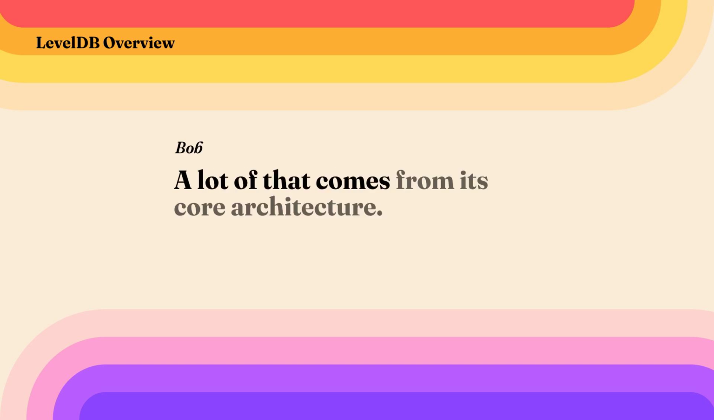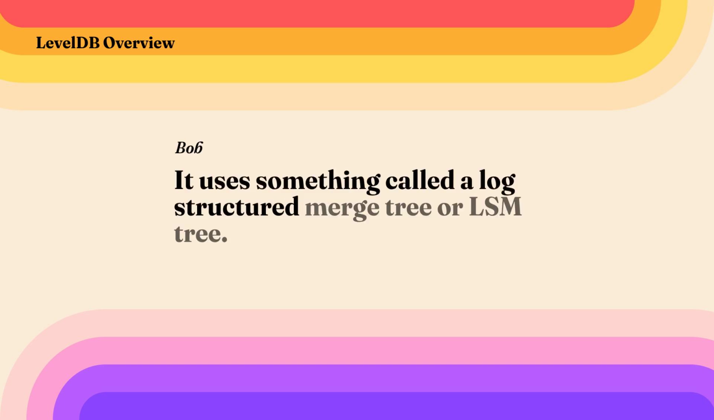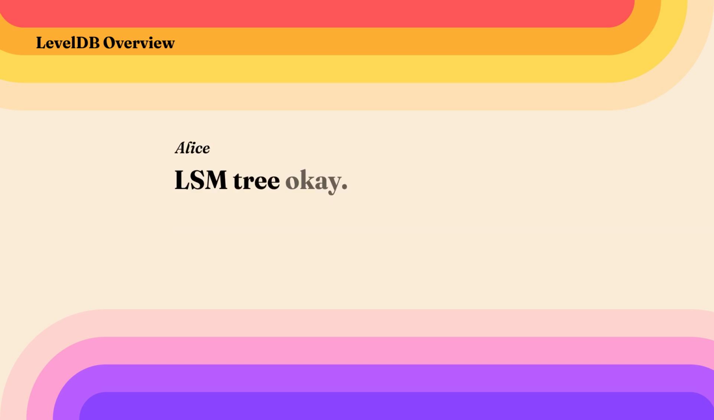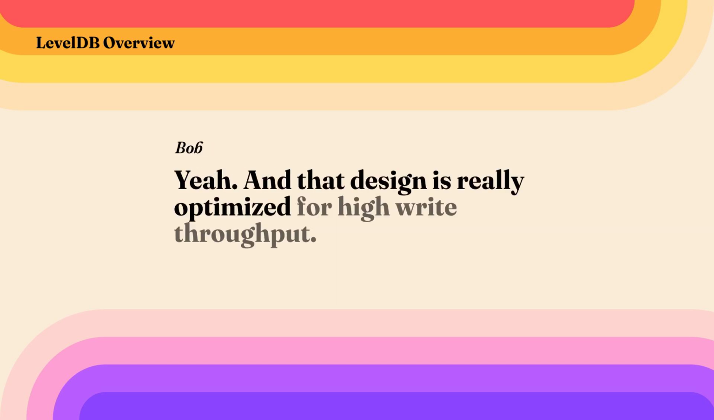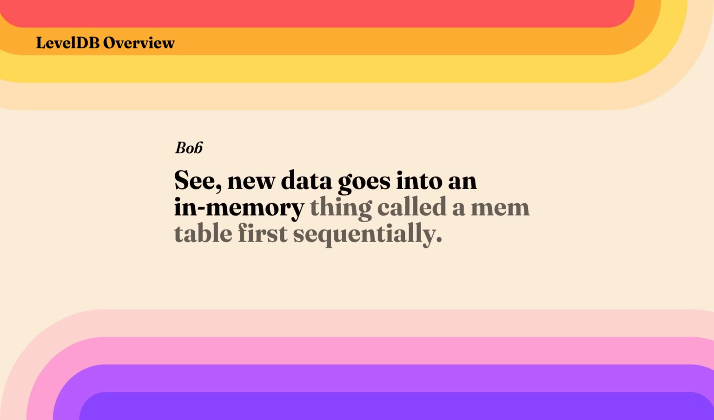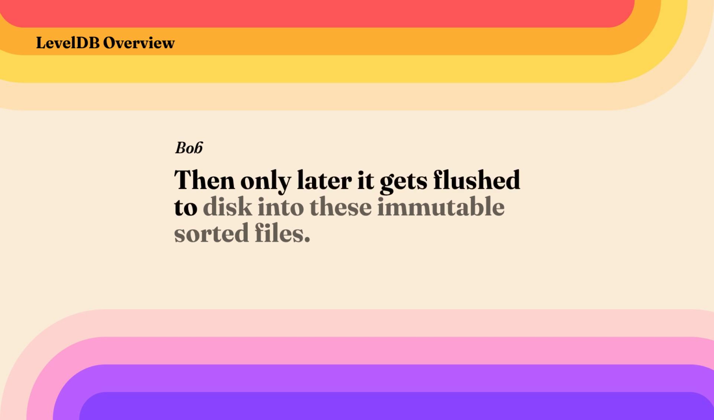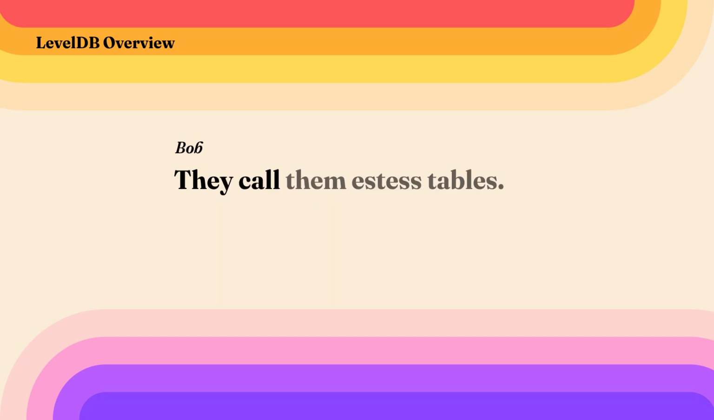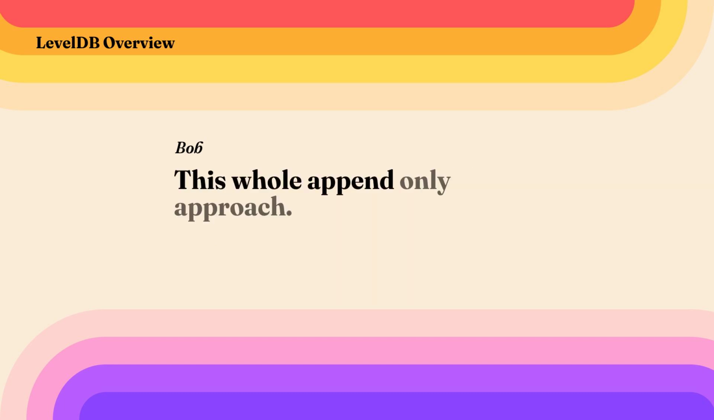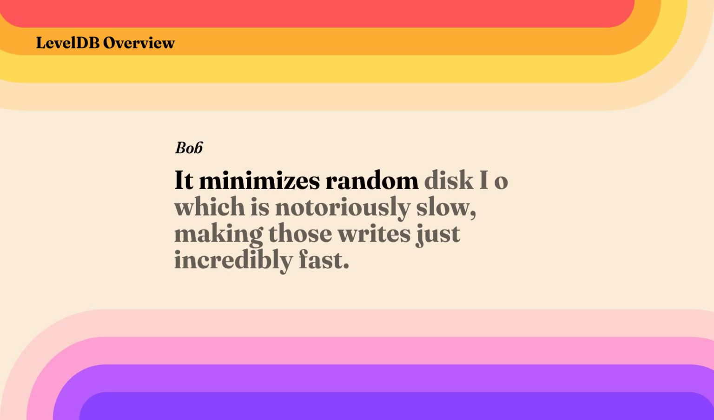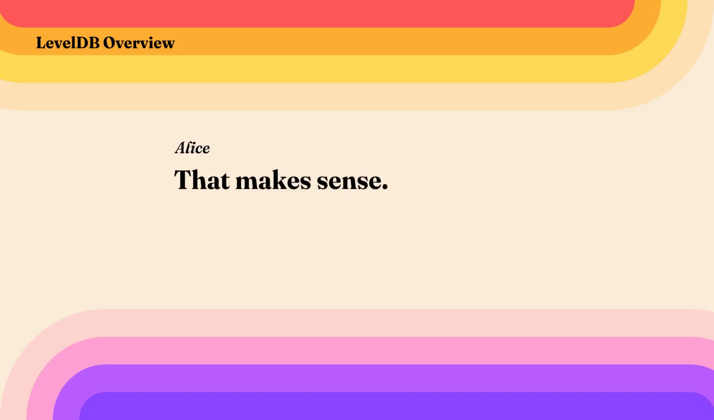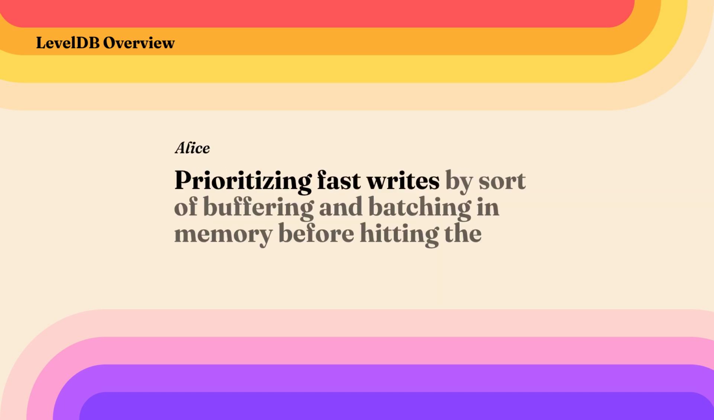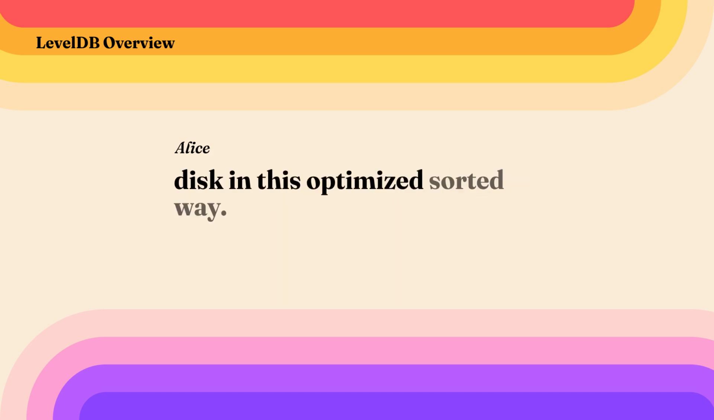Embedded. And the speed, a lot of that comes from its core architecture. It uses something called a log-structured merge tree, or LSM tree. That design is really optimized for high write throughput. New data goes into an in-memory thing called a memtable first, sequentially. Then, only later, it gets flushed to disk into these immutable sorted files. They call them SSTables. This whole append-only approach minimizes random disk I/O, which is notoriously slow, making those writes incredibly fast. That makes sense. So the LSM tree is key, prioritizing fast writes by buffering and batching in memory before hitting the disk in this optimized, sorted way.